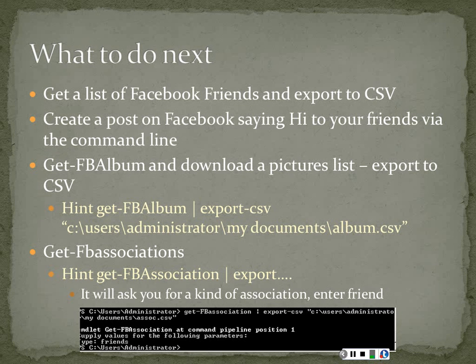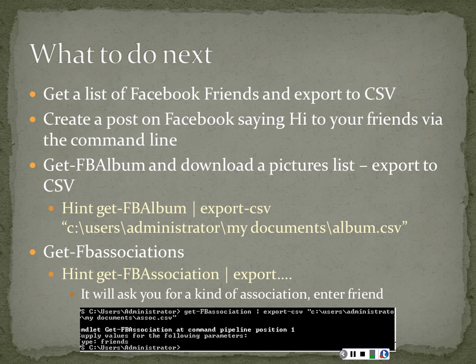So what you're going to do is type get FB album pipe export CSV to wherever you want to drop it. Right? Then get all the associations. Now what's going to be kind of interesting though is it's going to ask what kind of association you want. If you just type in friends, that will work. You can type in friends of friends and get all the friends of the friends of the friends of the friends. You can type in public and grab all the public friends that publicly want to associate with you on Facebook. It might be a small list. Right? So if you just see this, type in friends and you'll get all your friends.